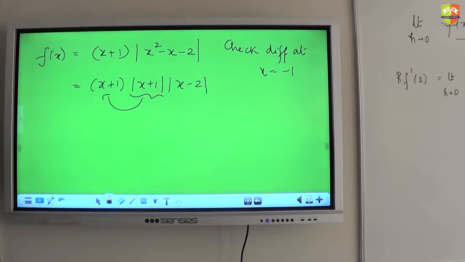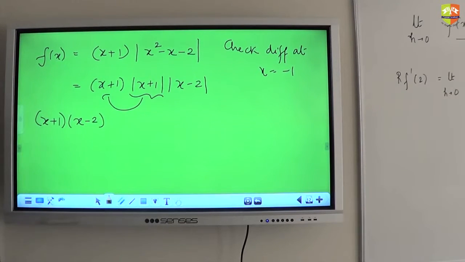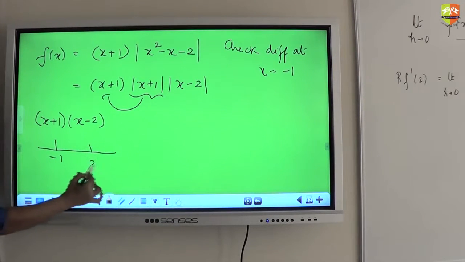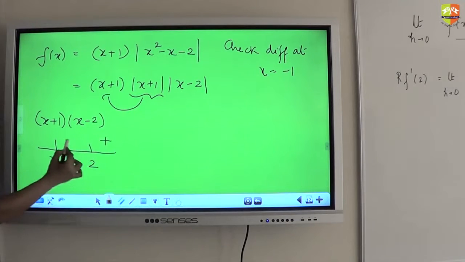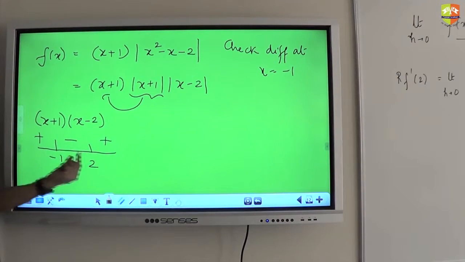Now I would like all of you to tell me what is the sign scheme of this particular function. Sign scheme means wavy curve. Positive, negative, positive. Why am I referring to the sign scheme for this? Who doesn't know wavy curve? It's very simple. You just first write down the zeros of these factors on the number line. So when will x plus 1 become 0? At negative 1. When will x minus 2 become 0? At 2. Plot them on the number line.